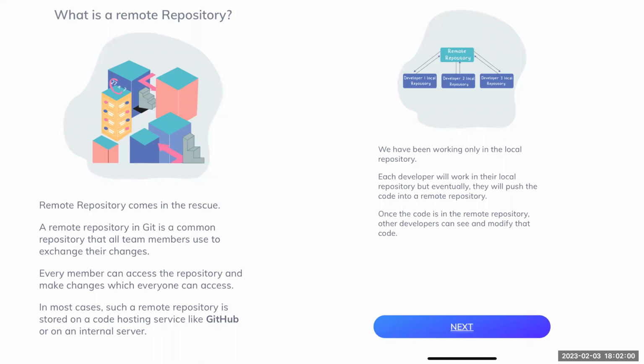Right, a remote repository comes to the rescue. A remote repository in Git is a common repository that all team members use to exchange their changes. Every member can access the repo, and they can make changes whenever they want, right?